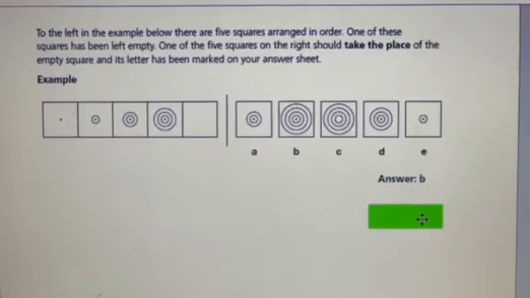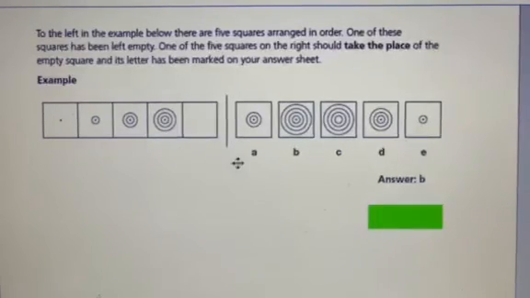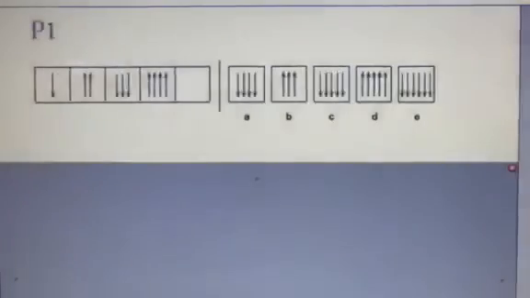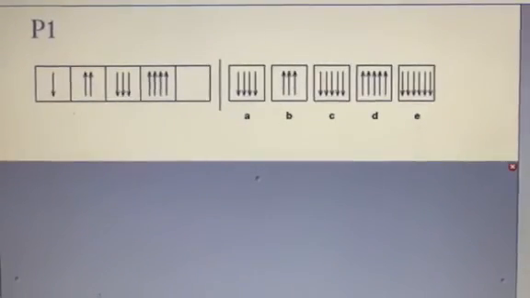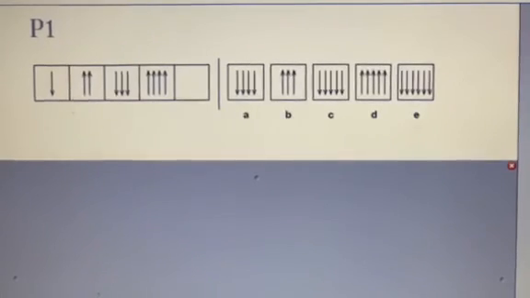Well done if you've got answer B. Look, it's going up by one: a dot, 1 circle, 2 circles, 3 circles, so it should be 4 circles around the outside of the dot. Practice for you. Have a look, see which one you think it is. Is it A, B, C, D or E? Look carefully at the pattern, what's happening.